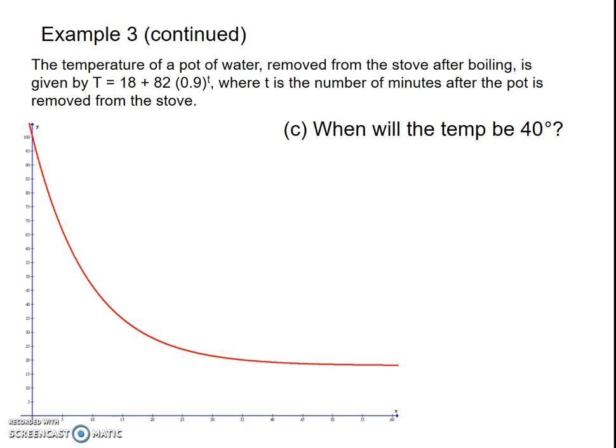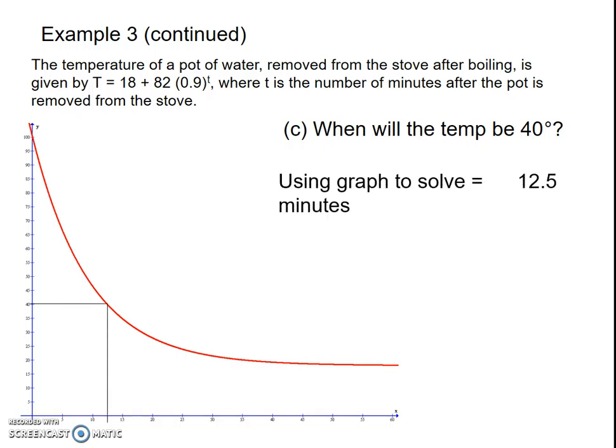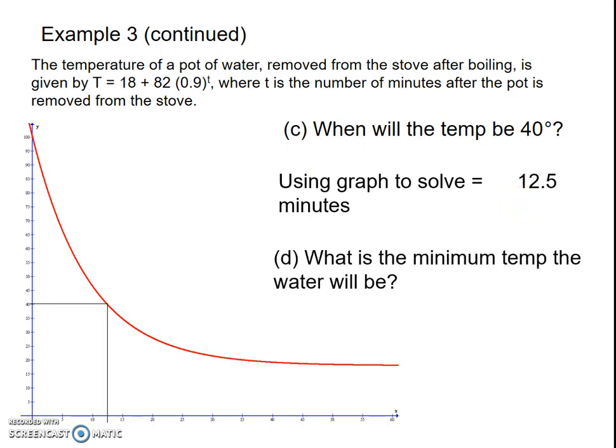Okay. When will the temp be 40 degrees? When you go across from 40, go down, or use logs. You put it in. I put 40 in for the capital T here and use logs to work it out, or use your equation solver. You get 12.5 minutes. What will the minimum temp be? Well, because our asymptote here is 18, when t equals infinity, this will be 0, so you get 18. So it'll approach but never equal 18. So minimum temp would be just above 18.